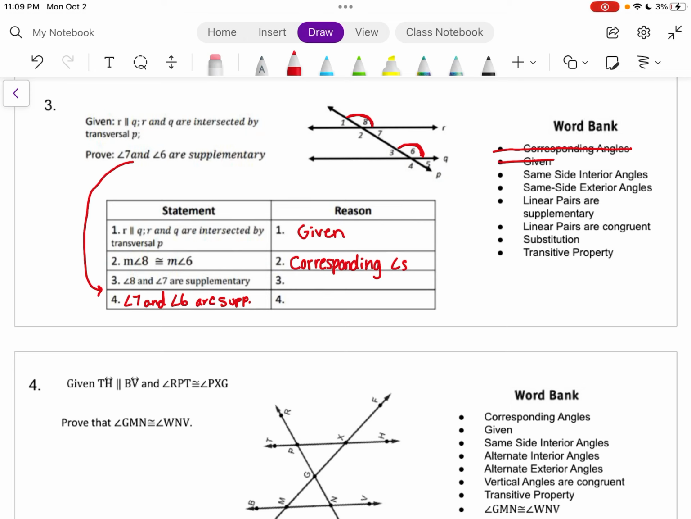Now, for the next reason, we want to know why angle 8 and angle 7 are complementary. So we're going to go back to our diagram and we're going to locate angle 8 and angle 7. These two angles are right next to each other and they form a straight line. So we would call these types of angles a linear pair. And we know that all linear pairs are supplementary.